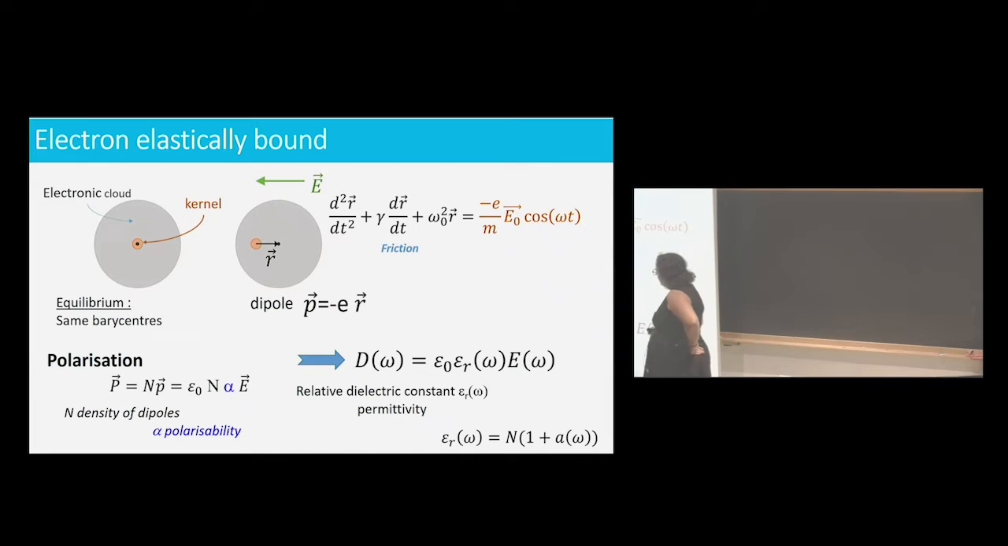What we will discuss in the following on materials and interaction with light relies mainly on the dielectric constant. You can calculate the dielectric constant, but one of the simplest models for describing it is the elastically bound electron. So I made you a small reminder of what it is.